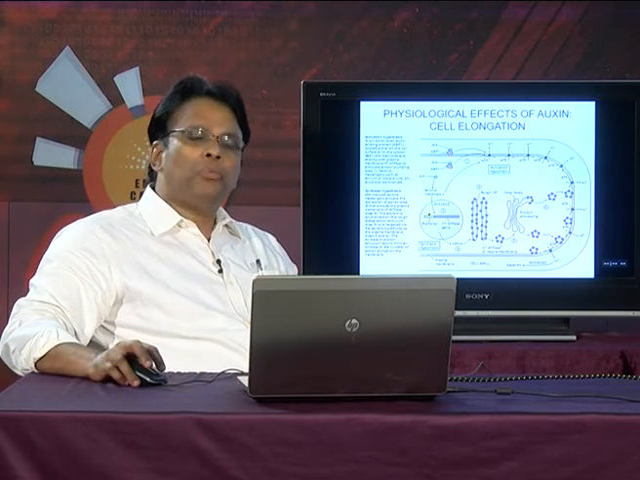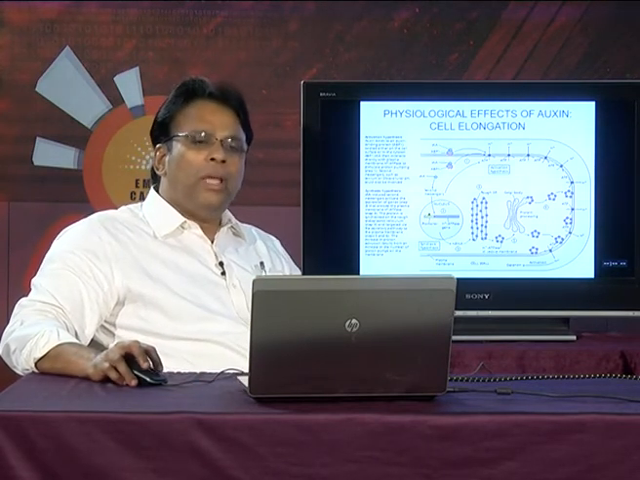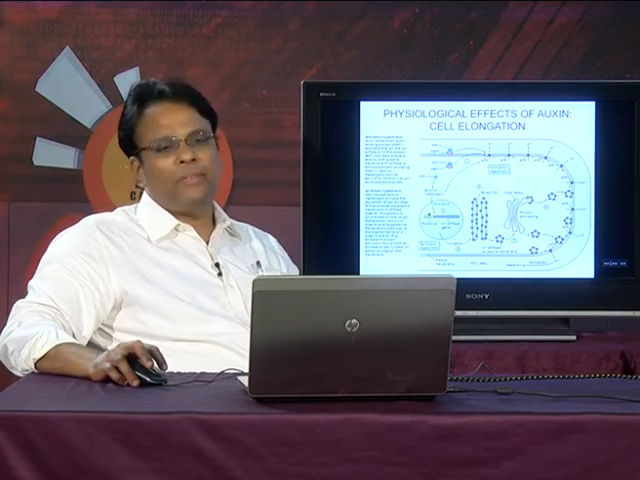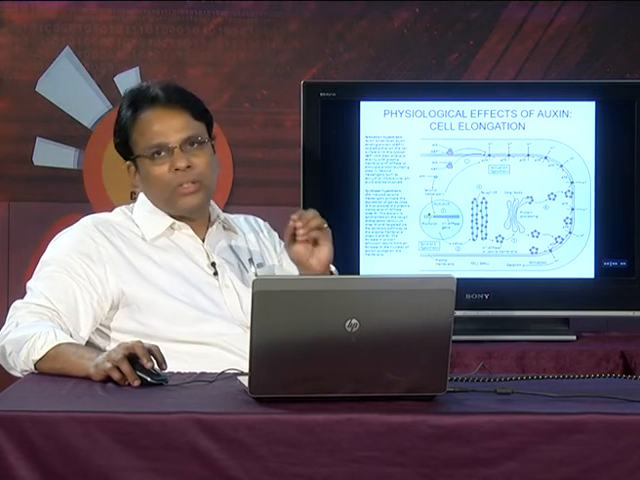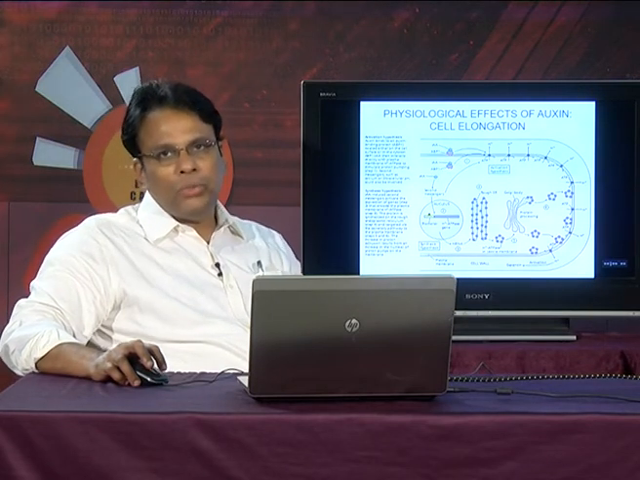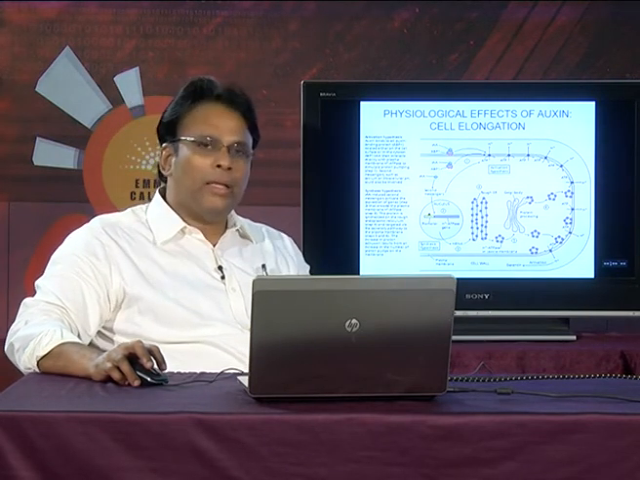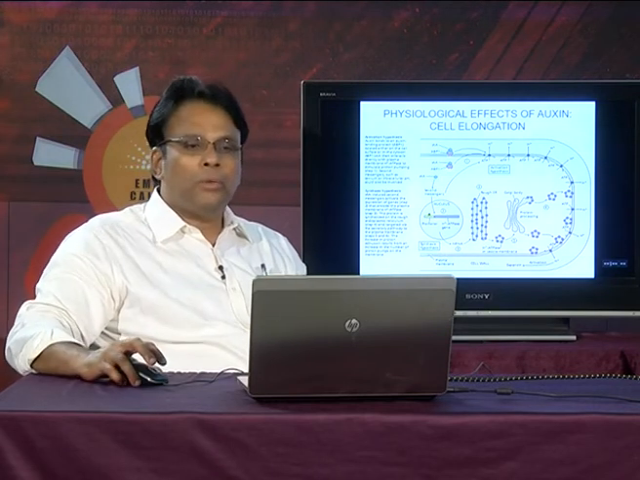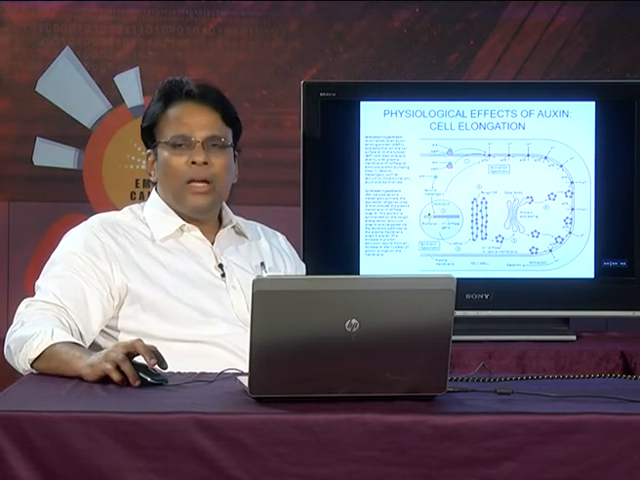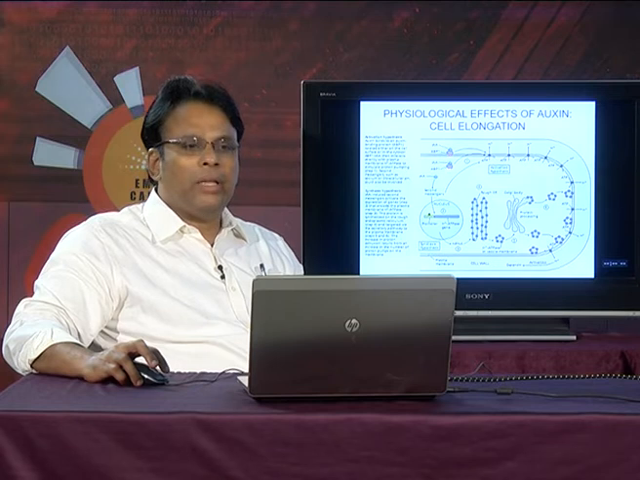Here I am going to explain about one of the major physiological effects of auxin, that is with regard to cell elongation. When you apply auxin to a plant tissue or to a plant, you can see the elongation taking place, stem elongation, root elongation and all taking place. How it is happening is being explained here.